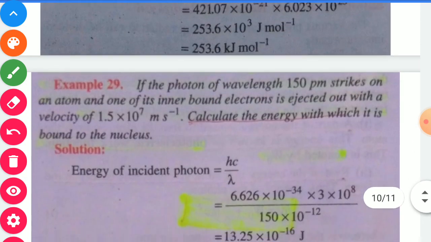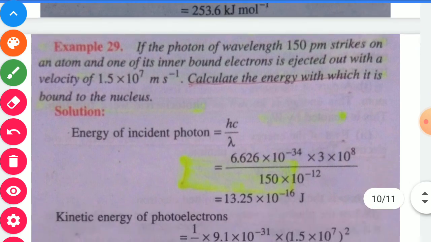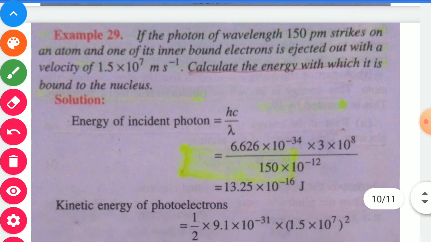So first of all, the energy of incident light, that is the incident photon, hc upon lambda. On putting the value, h value you already know, 6.626 into 10 power minus 34 joule second. c value velocity of light 3 into 10 power 8 meter per second, and lambda value given 150 picometer means 150 into 10 power minus 12 meter. So on solving, energy of incident photon is 13.25 into 10 power minus 16 joule.